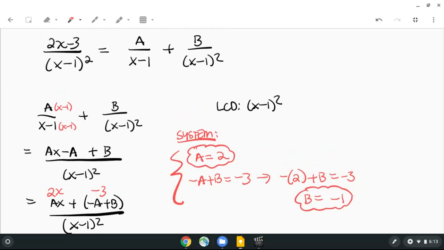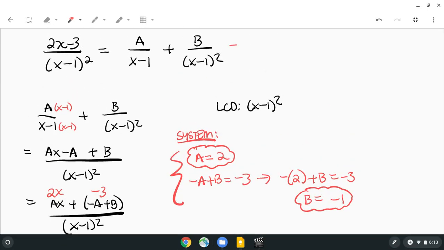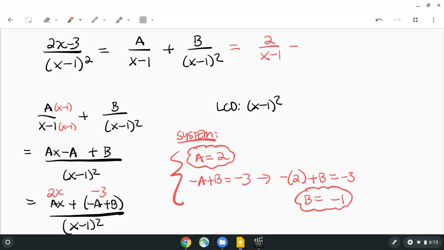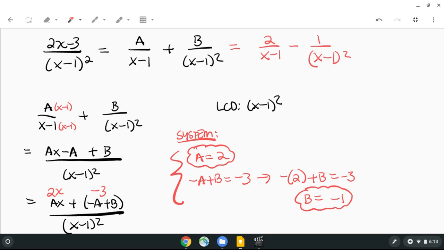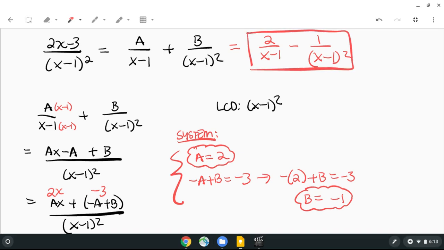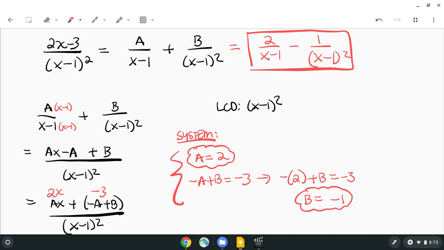Let's take a look at the very top here. Here they are. So a is 2, so that's going to be 2 over x minus 1, and b is negative 1, so I'm going to bring that subtraction here over x minus 1 quantity squared. So this here will be your answer. Those are your partial fractions. Thank goodness that was an easy one.